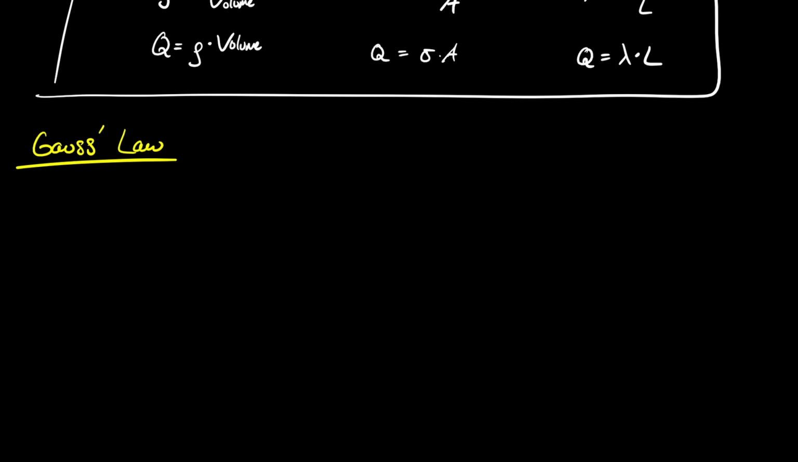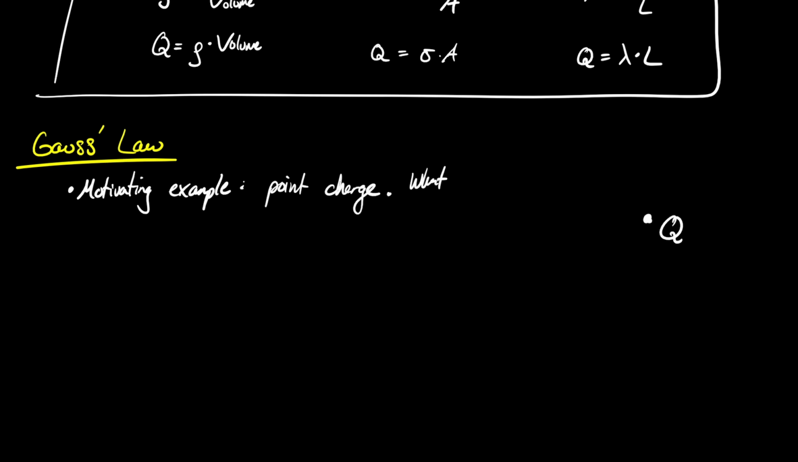Okay, now we're going to do this through a motivating example that we actually already know the answer to. And it's going to be the case of a point charge. So we're just going to have a ball of just a point of charge with charge Q. Maybe let's say you can pretend it's a proton for now. And the question is, what is the electric field at a certain distance away from it?